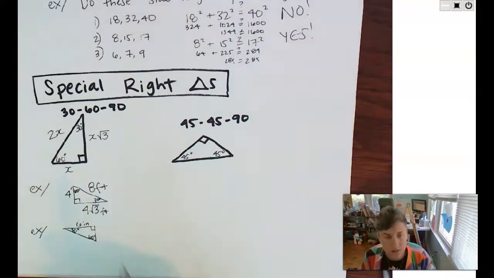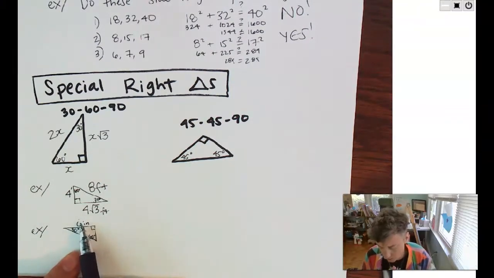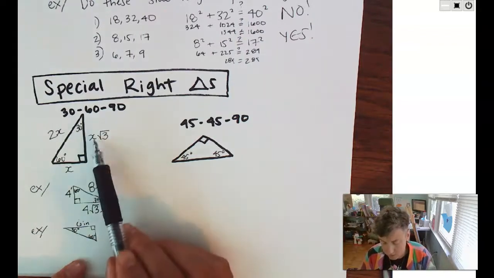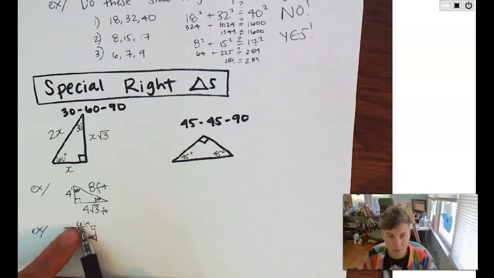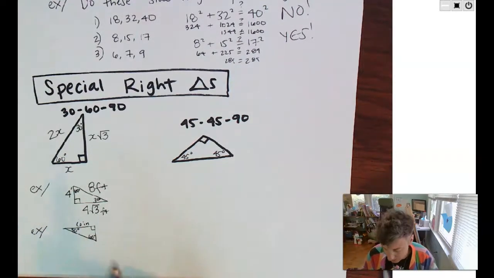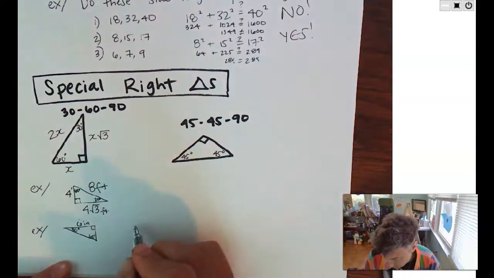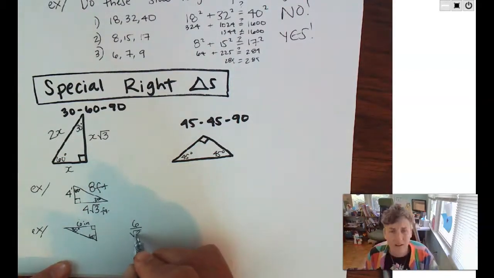We've got another 30, 60, 90 triangle, but this time we're given the side across from the 60. And we're going to find the other two sides. We know the side across from the 60 is the smallest side times the square root of 3. But this has no square root of 3 in there. So to figure out what the smallest side is going to be, we'll divide 6 by the square root of 3. 6 divided by the square root of 3.